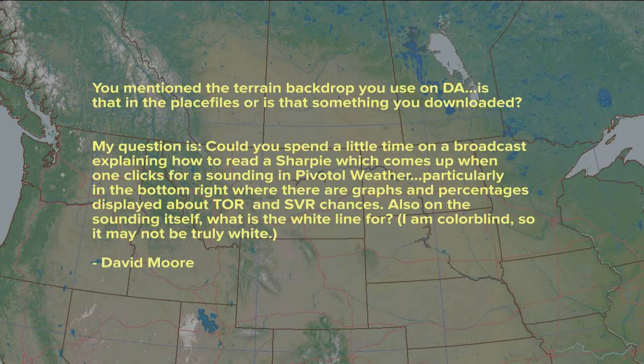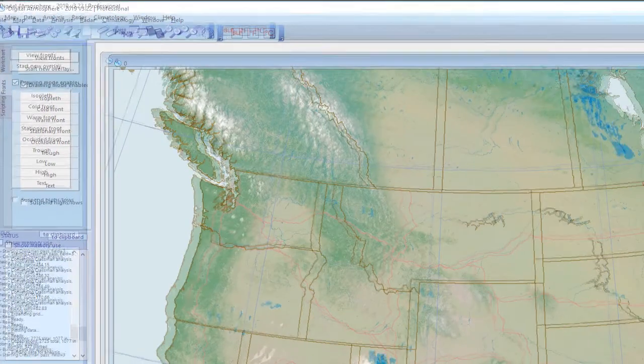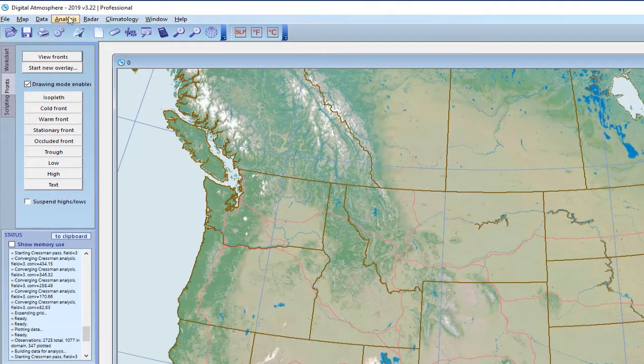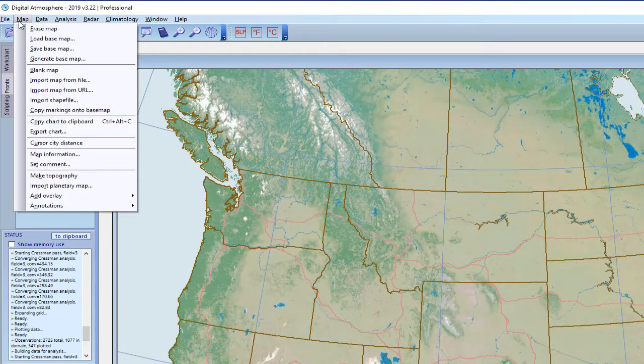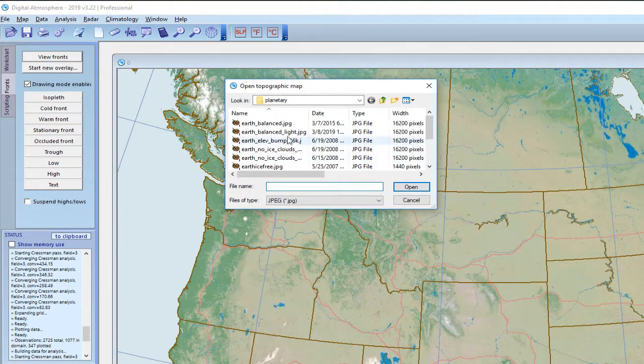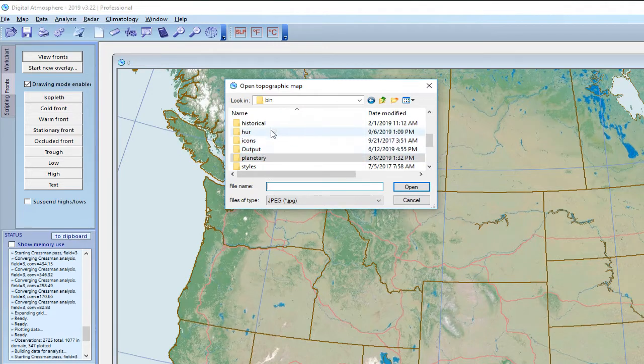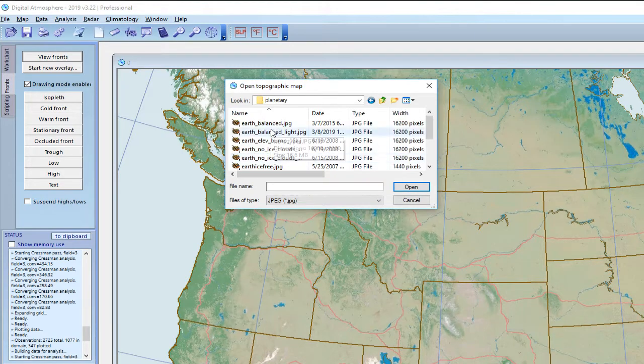Okay, viewer messages. This one's from David Moore. You mentioned the terrain backdrop that you use on Digital Atmosphere. Is that in the place files or something that you downloaded? Yeah, we're talking about Digital Atmosphere under the data menu or the map menu, Import Planetary Map. I've got some files that I use here. Some of them are generated. I believe the newest versions of Digital Atmosphere do include a planetary map under the planetary directory. So that should be with your styles tutorial, in that planetary directory. There should be one map in there. If not, you can let me know.